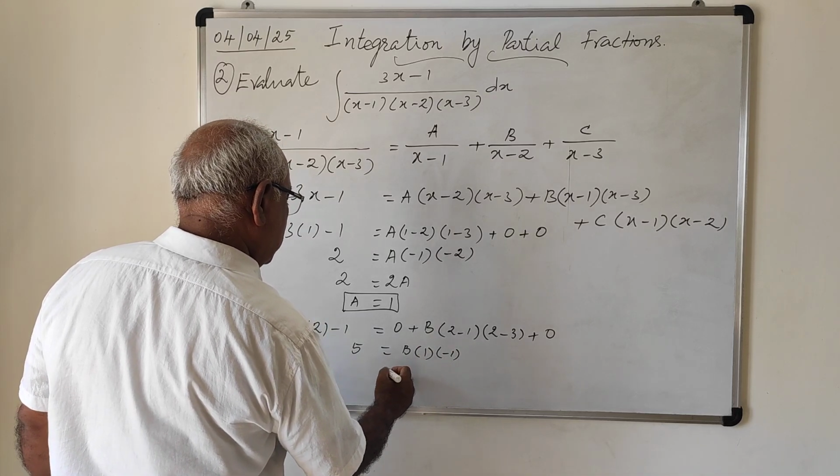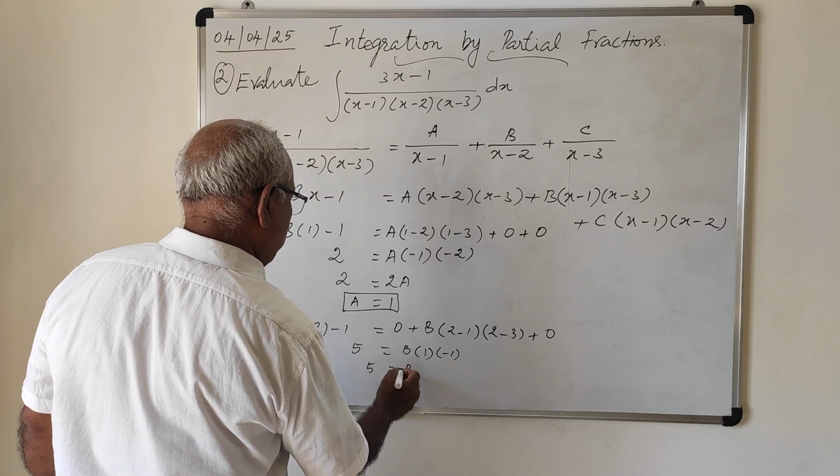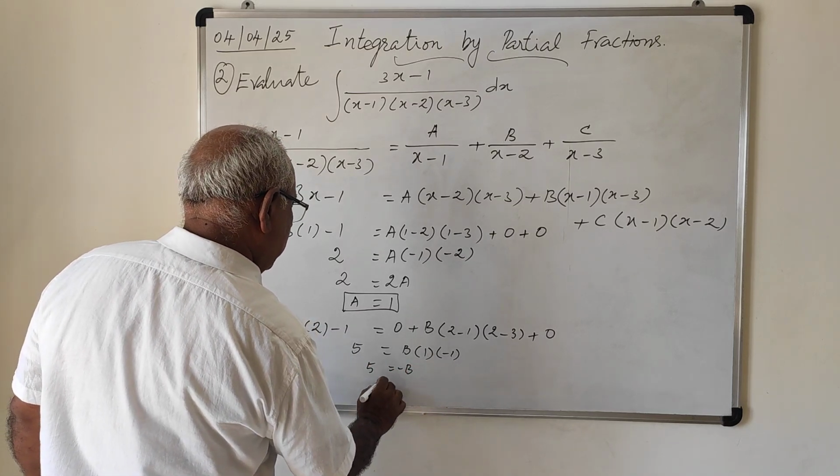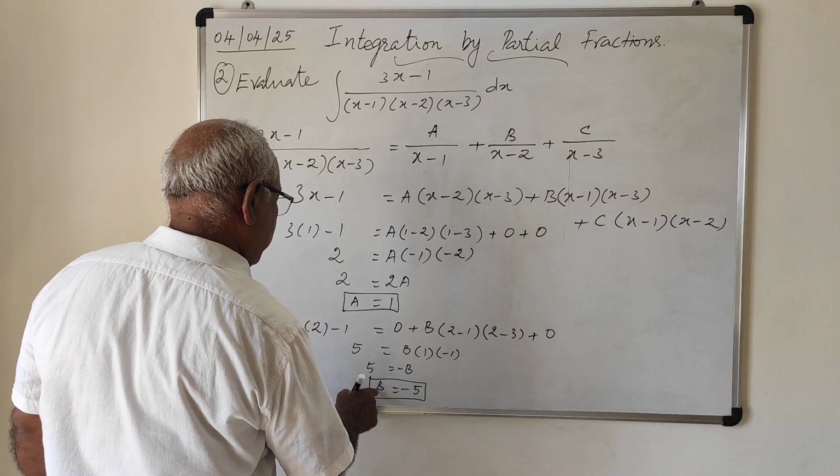Minus b equals 5. This implies b equals minus 5. b equals minus 5.